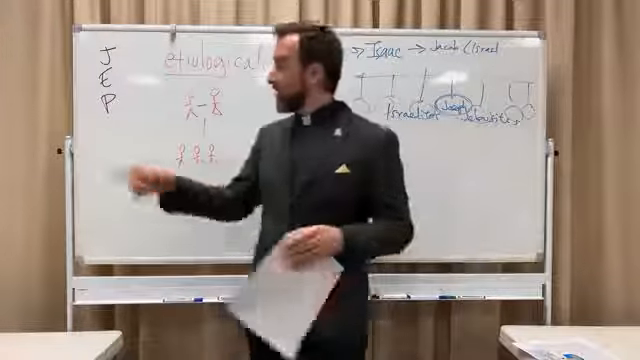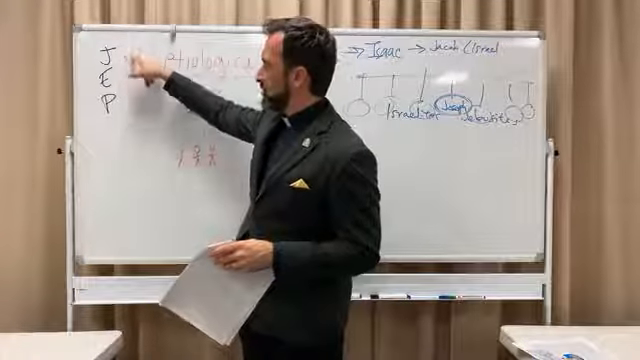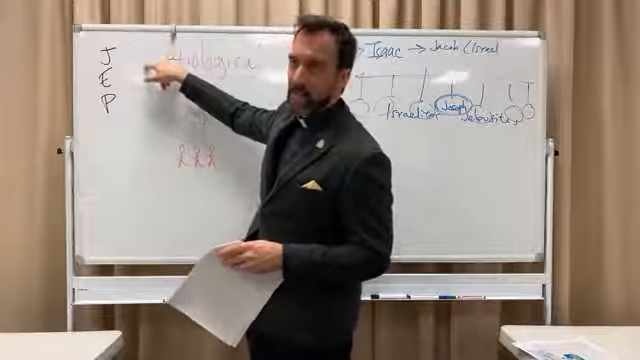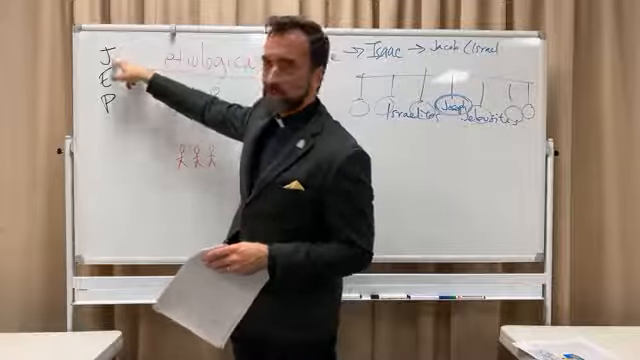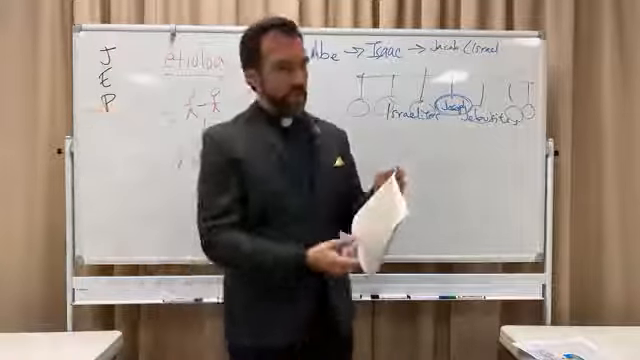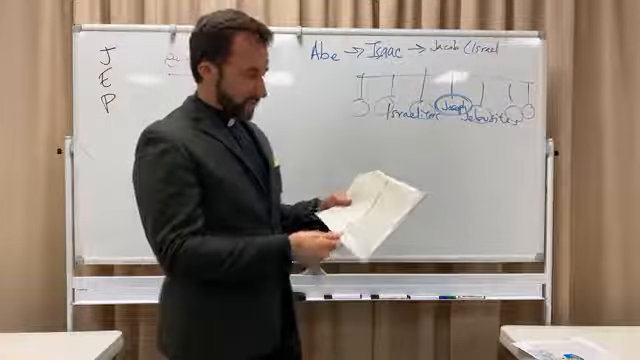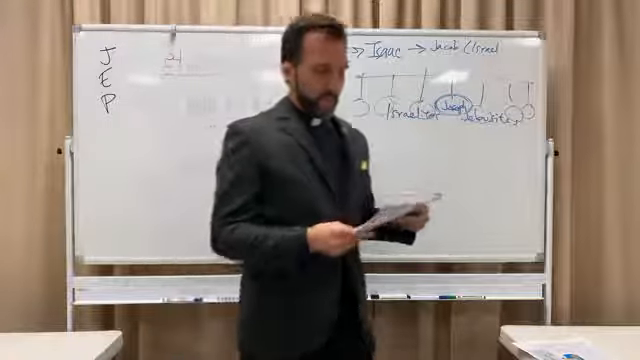Anytime we see the letters J, E, and P throughout this, J is the Yahwist story, the one who refers to God as Yahweh. J is the German letter. If we were to spell Yahweh in German, it begins with the J, which is why we use the J as the shorthand. So there's the telling of the Abraham story according to the Yahwist author on page 142.